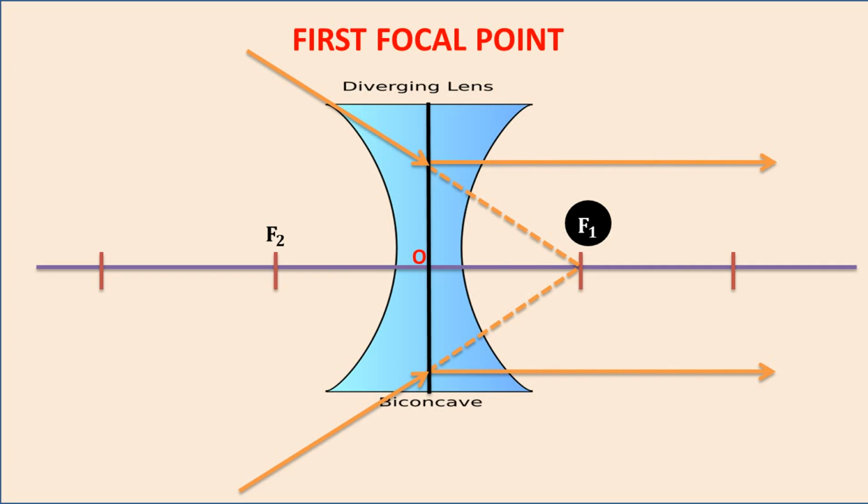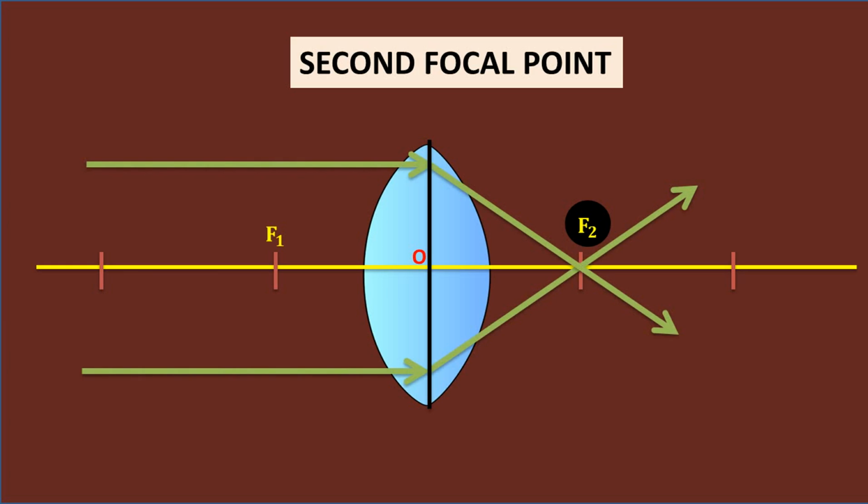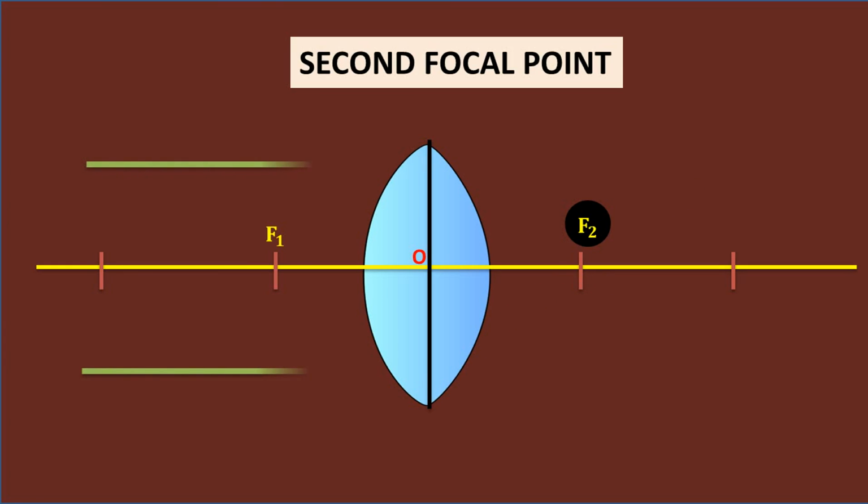Now, second focal point. For a convex lens, the second focal point F2 is a point on the principal axis of the lens such that the rays of light incident parallel to the principal axis, after refraction from the lens, pass through it.